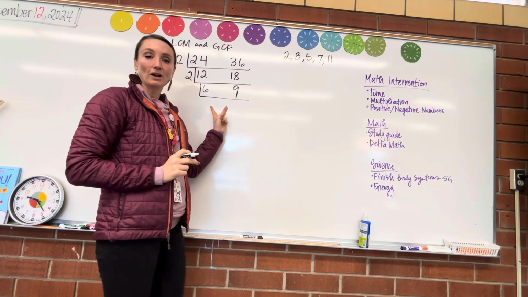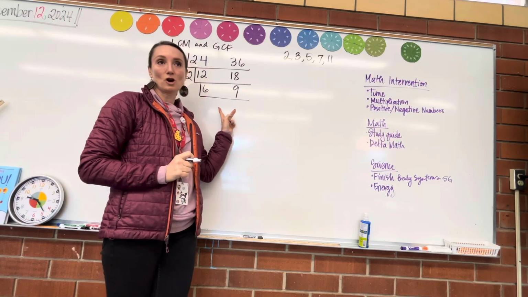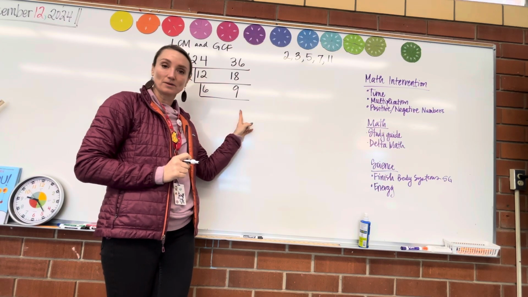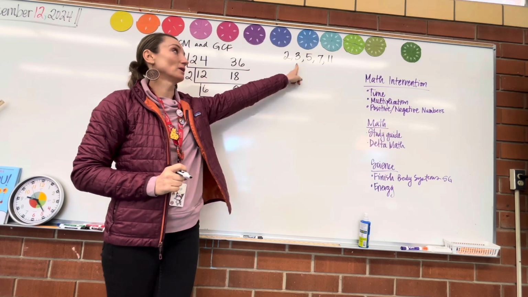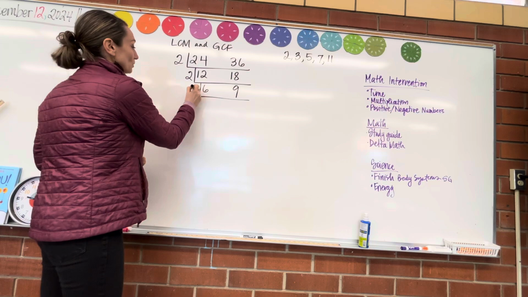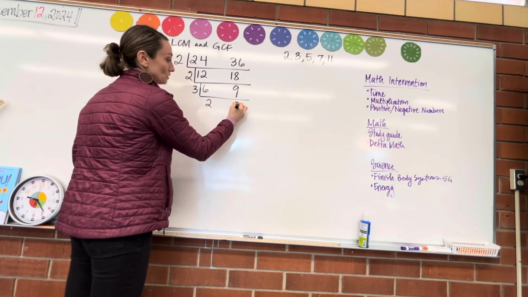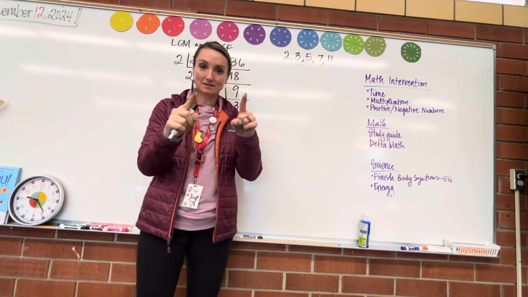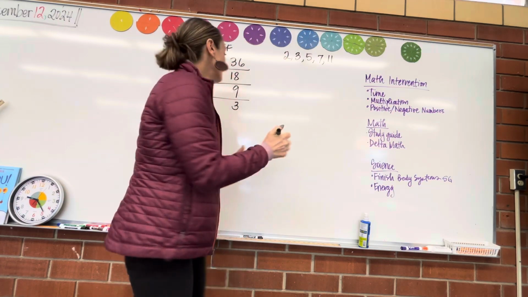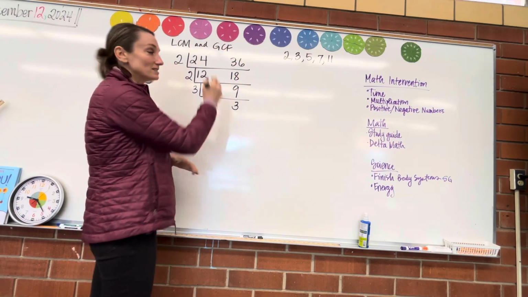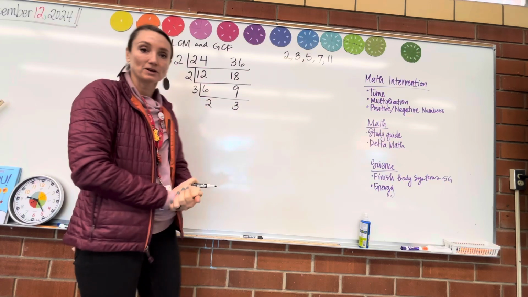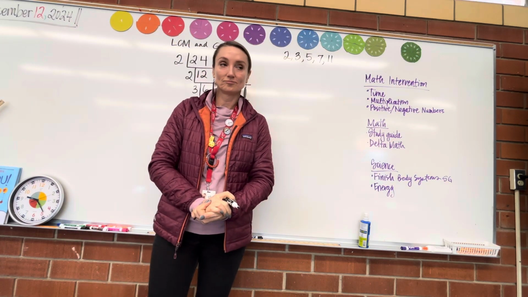What's the smallest one here? Can we do 2? No, because one of them is an odd number. But we can do the next one, right? 3. Because 3 times 2 is 6, and 3 times 3 is 9. Yes? You got this. Now, we're done here because all of these are prime numbers. Am I correct? I think I am.